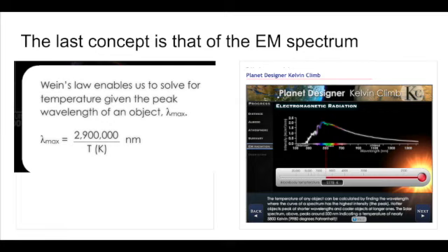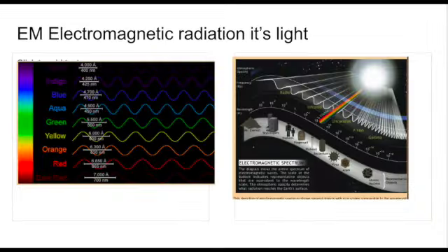This can be summarized by Wien's law, and it allows us to solve for the temperature given the peak wavelength of an object, known as lambda max. So we can see that everything radiates some form of infrared radiation because light is not only visible light, it's actually invisible as well.